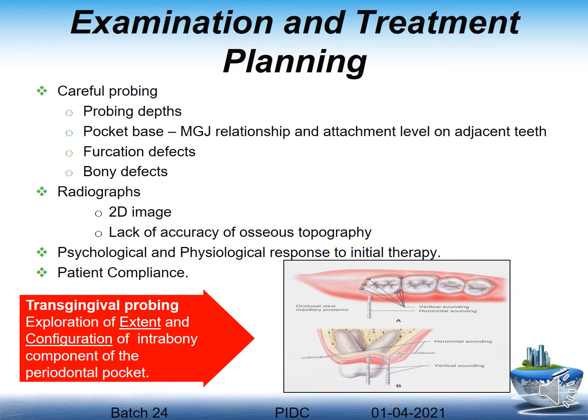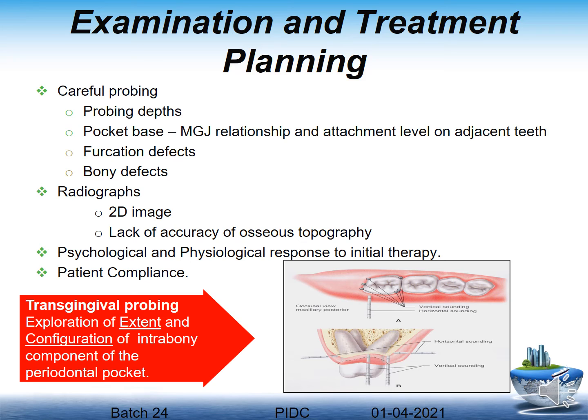So coming on to the examination and treatment plan, careful probing is required. So what all do we do? First we take the probing depth, then we take the measurement from the pocket base to the mucogingival junction relationship and attachment level on the adjacent teeth. We also check for the furcation defects and the bony defects.